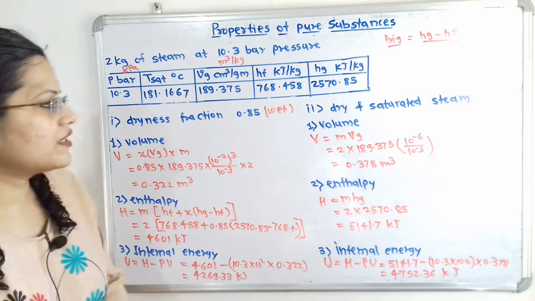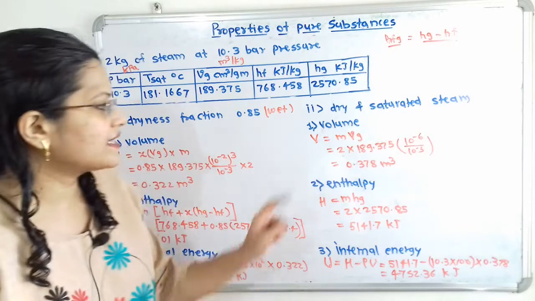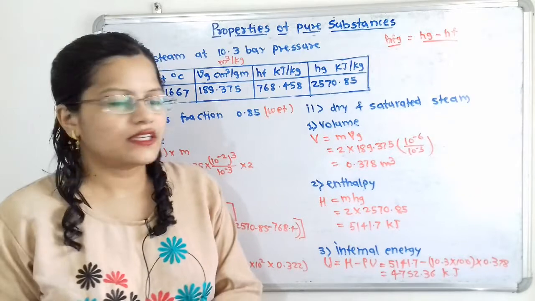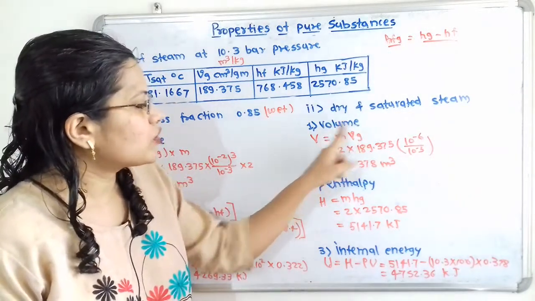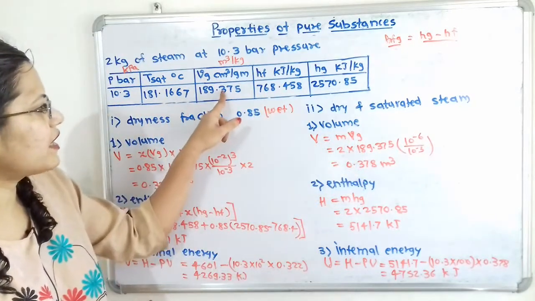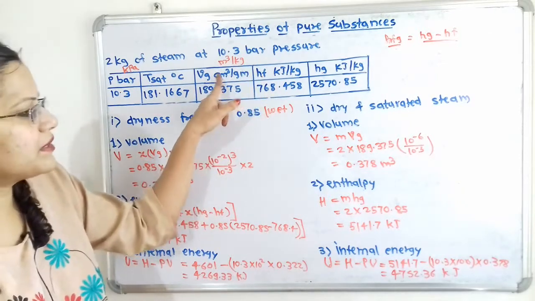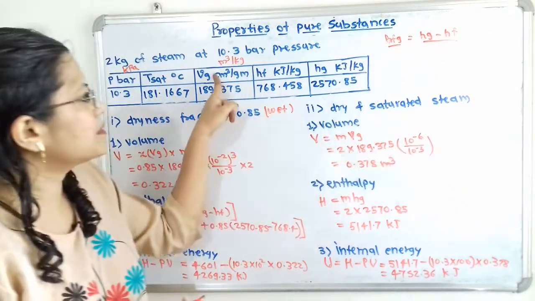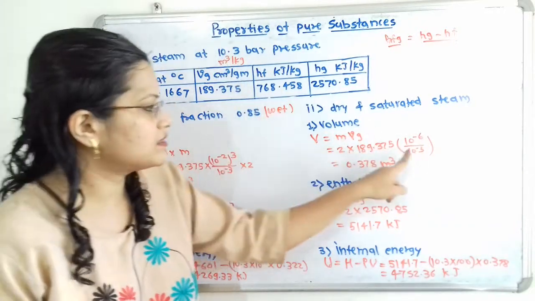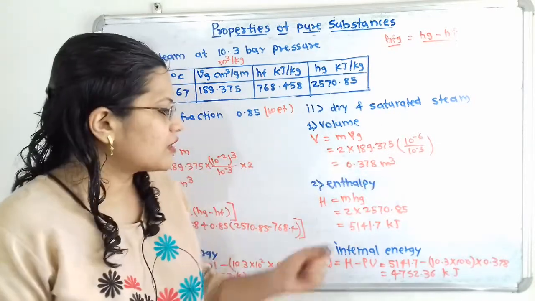Now we will move to the next condition, dry and saturated steam. So for this dry and saturated steam, how to calculate specific volume? That is vg. We have to take the total volume, that is m into vg, that is 2 into vg, 189.375, we want in meter cube per kilogram. So here centimeter cube, so we have to convert centimeter cube to meter cube, that is 10 raised to minus 6, divided by gram to kilogram, that is 10 raised to minus 3. So what is the answer? 0.378 meter cube.